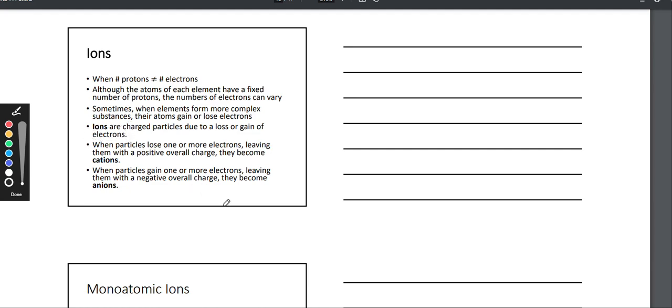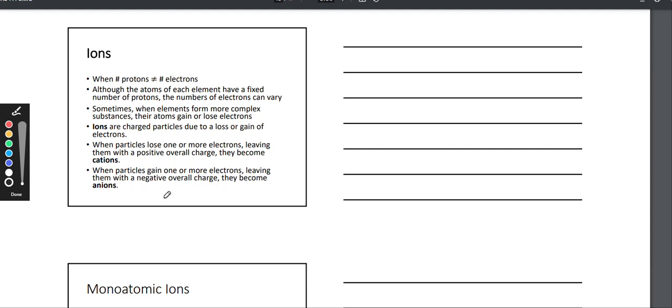When an element loses an electron, you will have a positive charge, leaving them with a positive overall charge. They become a cation. So if I have more protons than electrons, then it becomes a cation. Vice versa, if I have more negatively charged particles, an overall negative charge, it becomes an anion. That means it gained an electron.